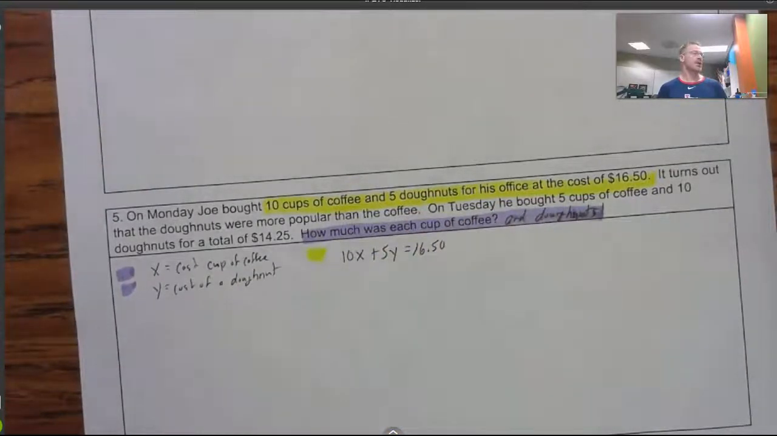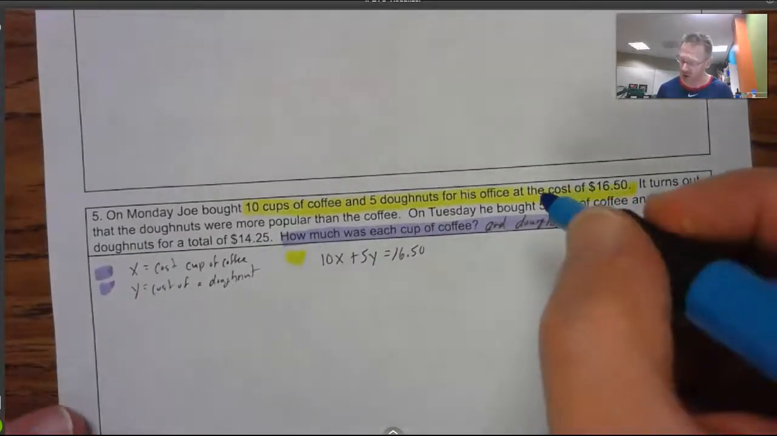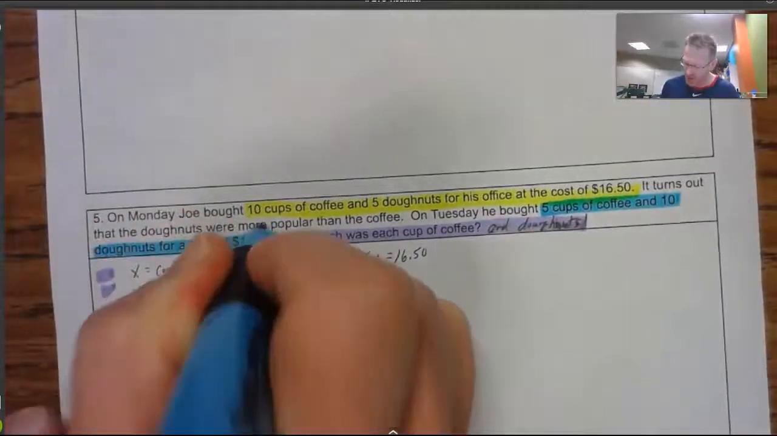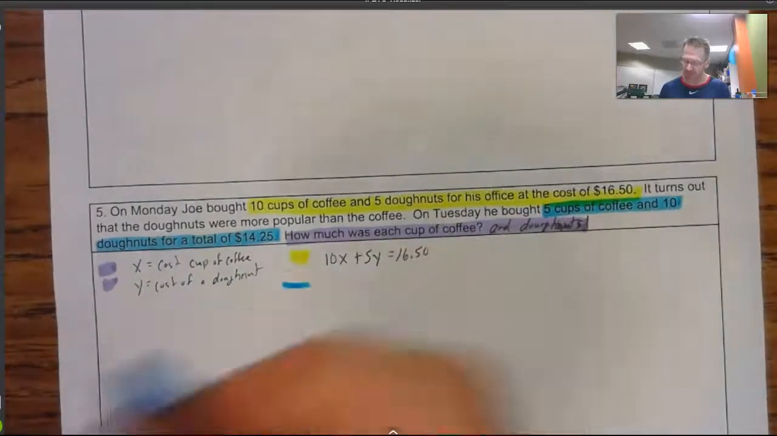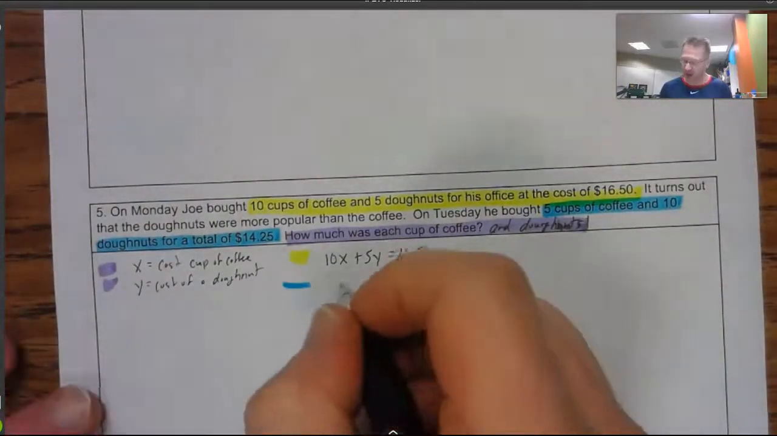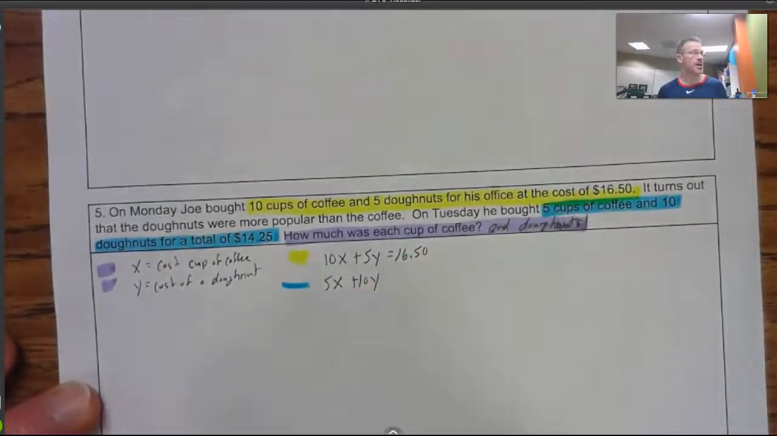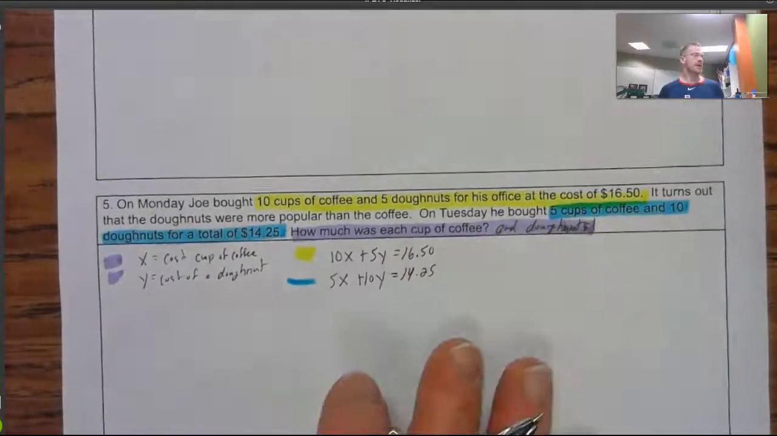Now if I look at what he did on Tuesday, he mixed it up, right? He's like, oh, I need more donuts and less coffee. He bought 5 cups of coffee and 10 donuts. So 5 cups of coffee would be 5x plus 10 donuts, and that would equal $14.25. There you go.